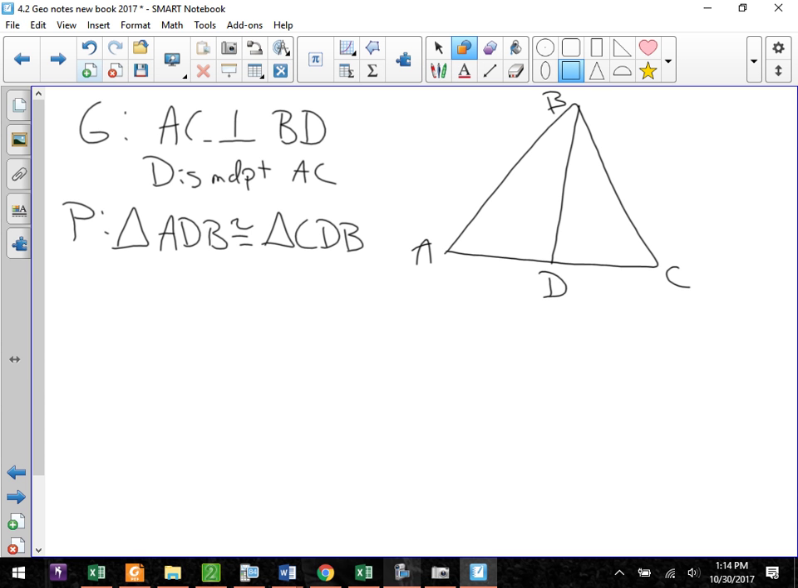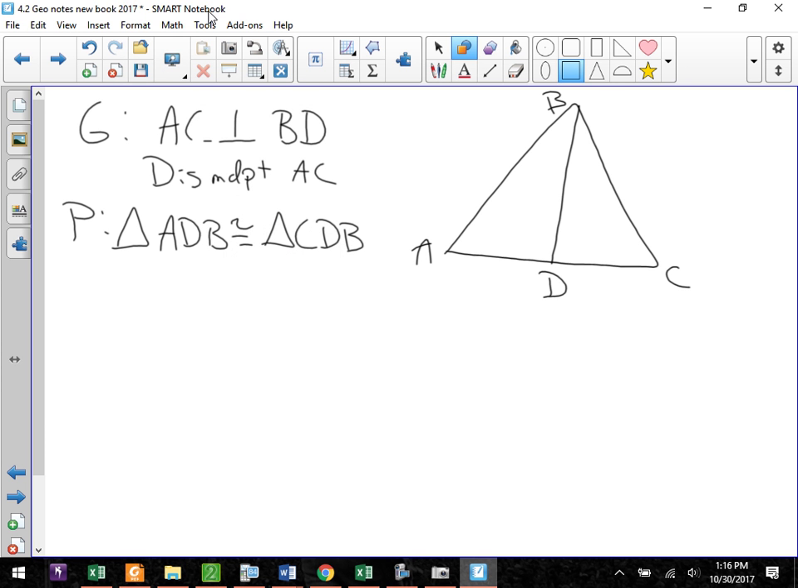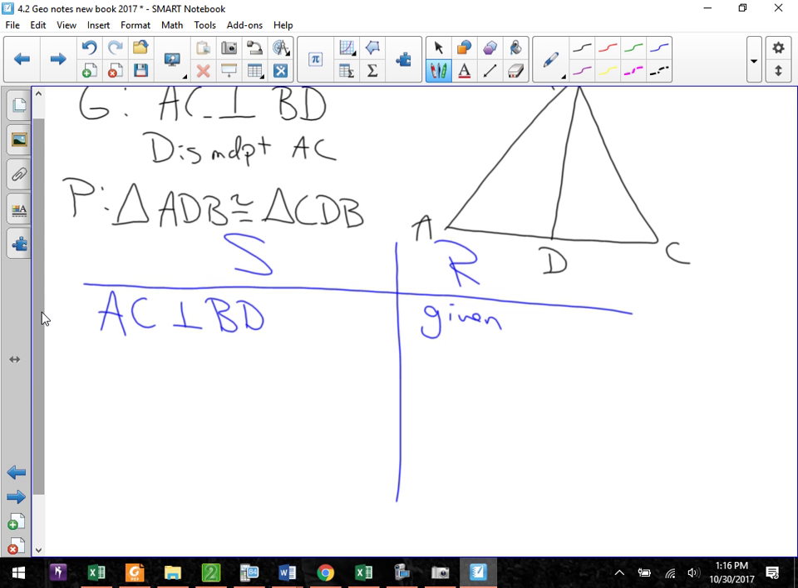All right, take a couple minutes, go through this, look at your progression sheet. We are running a few minutes short here. First things first, statements, reasons. Given AC perpendicular BD. According to my progression sheet, that tells me to state the two right angles that are formed.